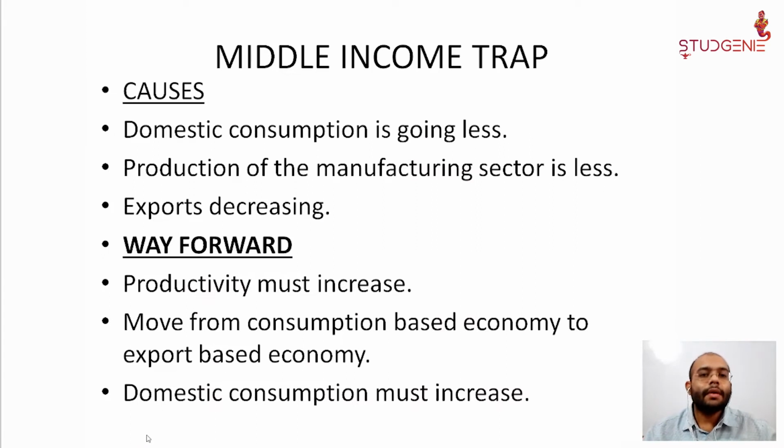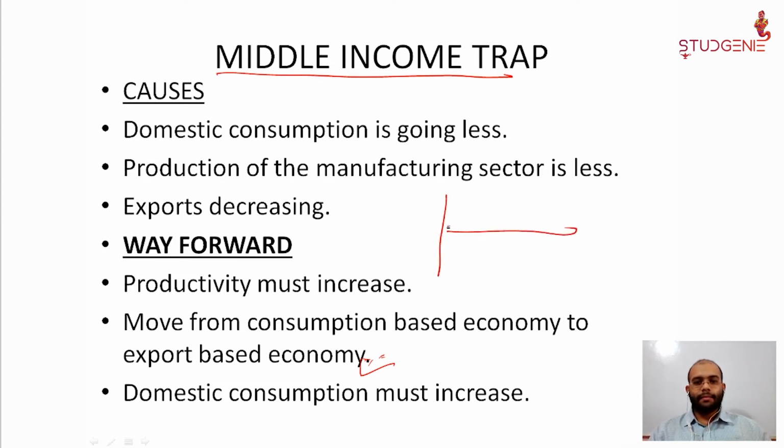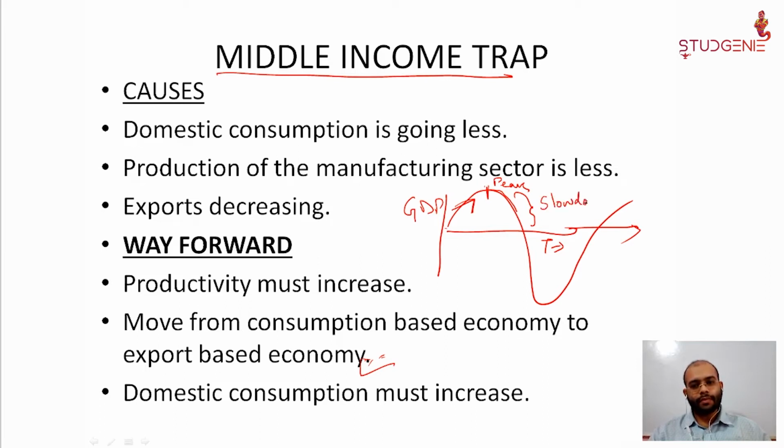Moving on, we will now see the middle income trap. Let me show you a graph here. This is a cyclical graph. In this graph, if this is GDP and this is time, you can see that with time, GDP rises, then it reaches its peak. After reaching its peak, GDP slowly starts declining. This phase is called slowdown.